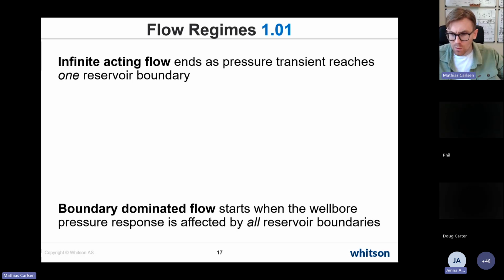I think everybody here sees that these are two extremes. In infinite acting flow, I'm not feeling any of the boundaries. In boundary dominated flow, I'm starting to feel all the boundaries. If I were a well draining the room I'm sitting in right here, in infinite acting flow, I don't even know that the walls behind me and to the right and to the left of me are there. But in boundary dominated flow, I've seen all these walls at this point. So these are the two extremes.